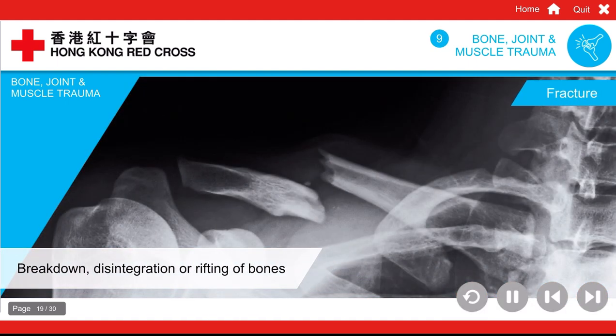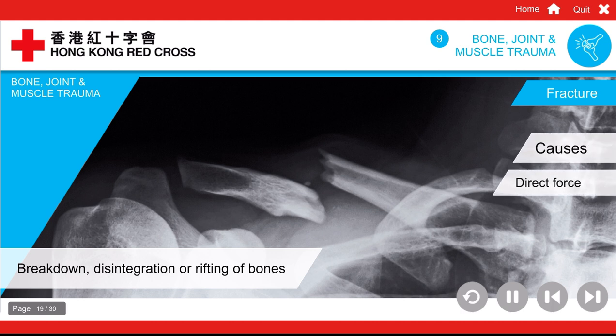Apart from joints and muscles, bones also play an important role in the human body. If there's any breakdown, disintegration or rifting of bones, which then causes fracture, our movement and activity level will be greatly affected. There are 3 causes of fracture. The first one is direct force. The bone breaks at the point where a force is applied. For example, a blow over the head causing skull fracture.